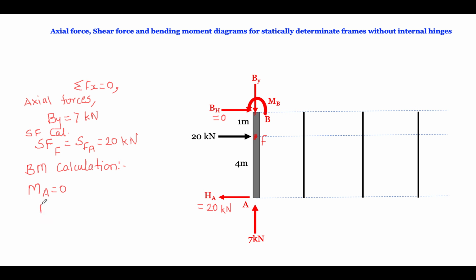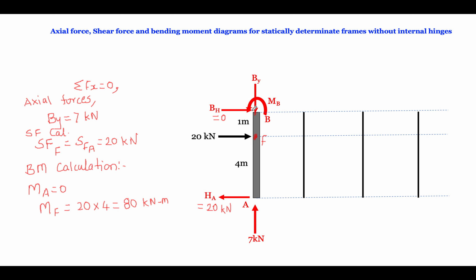So let us see what is the moment at this particular point. Moment at point F is, at this particular point, 20 into 4, and it is also going in the clockwise direction. So 20 into 4, that is 80 kilonewton meter, okay? So for this particular member, the moment at this point is 80 kilonewton meter.